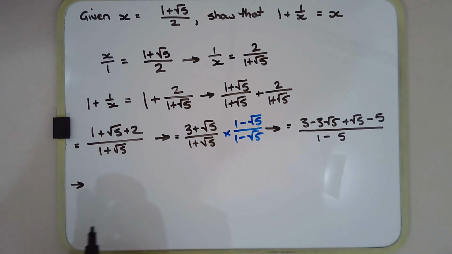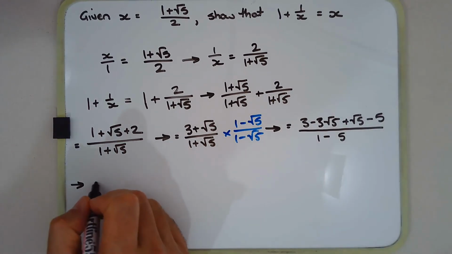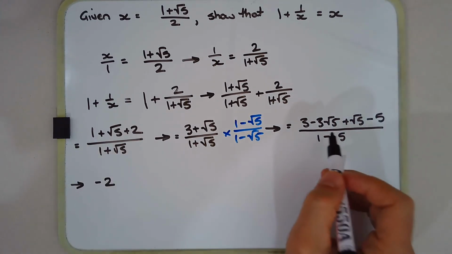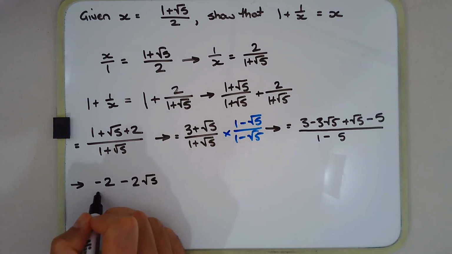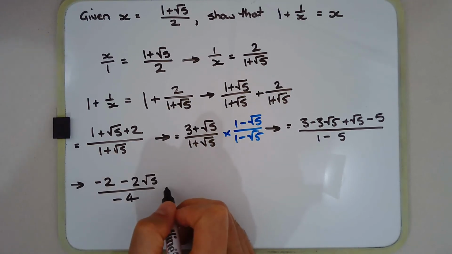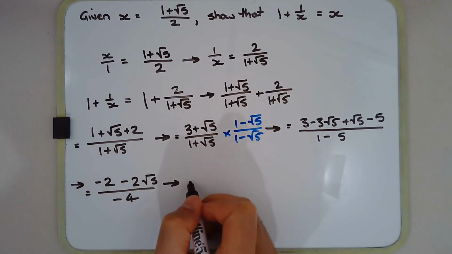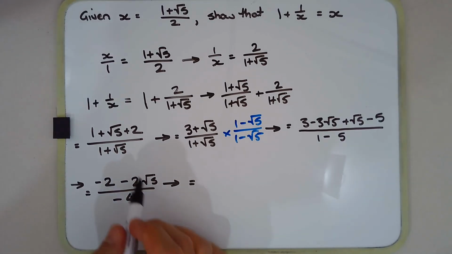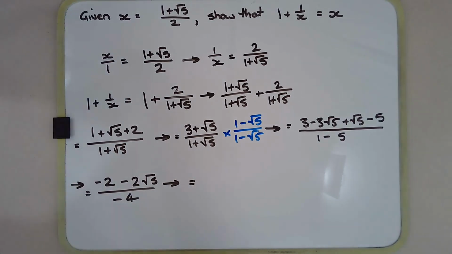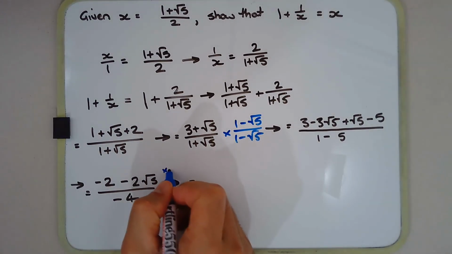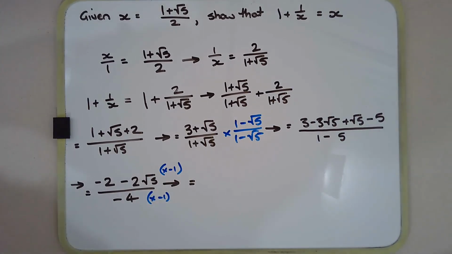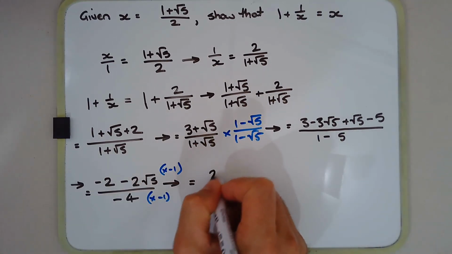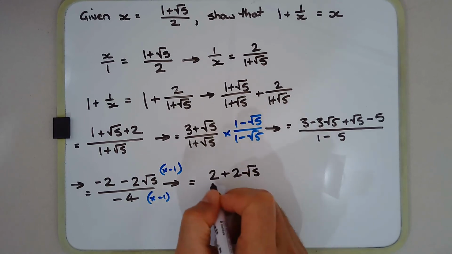So let's clean this up. 3 minus 5 is negative 2. Negative 3 root 5 plus root 5 is minus 2 root 5, over negative 4. Now, what I can do is multiply top and bottom by negative 1. That's every term. Now we end up with everything becoming positive, which is great. This is exactly what we're after. So it's going to be (2 plus 2 root 5) over 4.